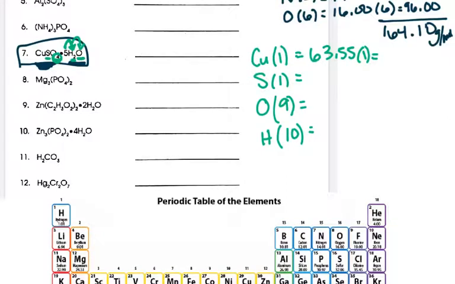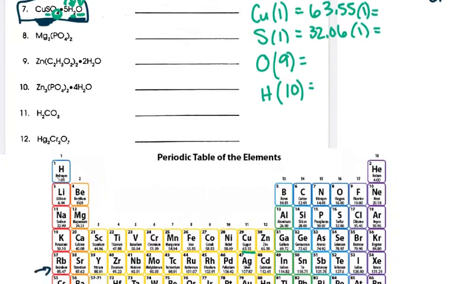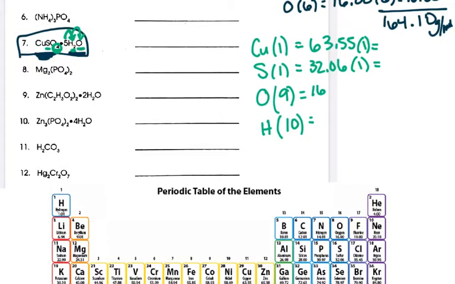Sulfur is 32.06. Again, I'm going to multiply that by 1. Oxygen is 16.00. Multiply that by 9, and then hydrogen is 1.01. I'm going to multiply that by 10. Again, you're going to use the masses that you see on your periodic table. It might not be the same as the masses here. That's okay. Just use every single decimal that you can.